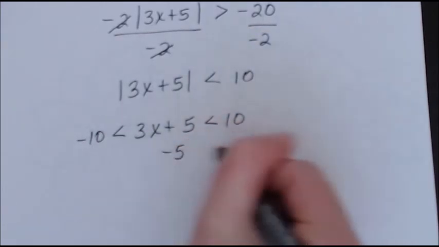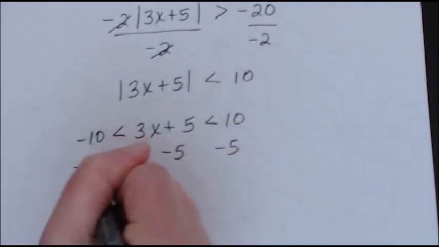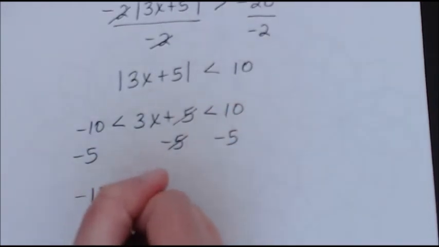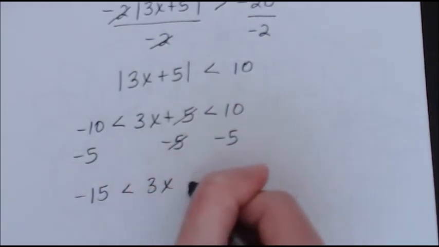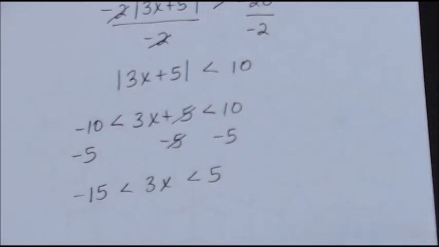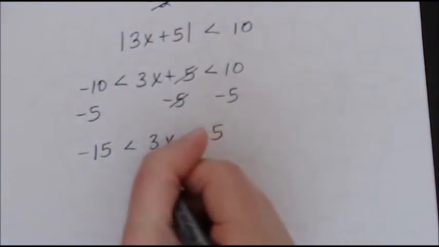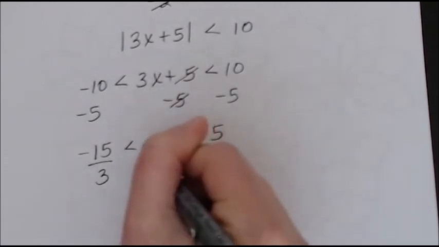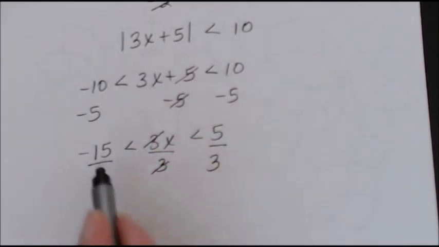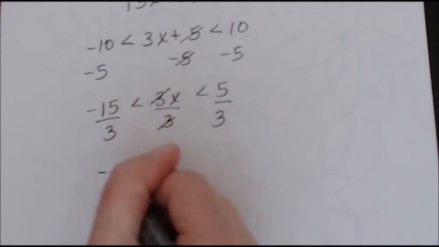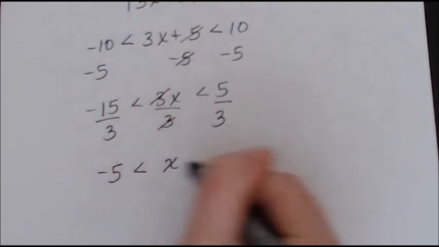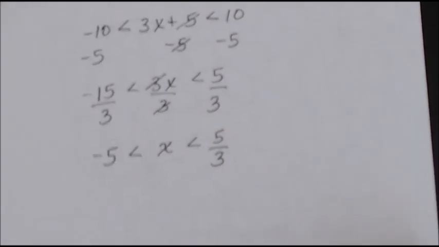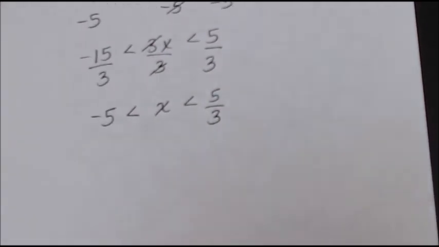So I'm going to subtract 5 from all three sections. So I have negative 15 is less than 3x, and that's less than 5. And then I'm going to divide everything by 3. So we end up with negative 15 over 3, so we have negative 5 is less than x, which is less than 5/3. So that's our solution in inequality notation.